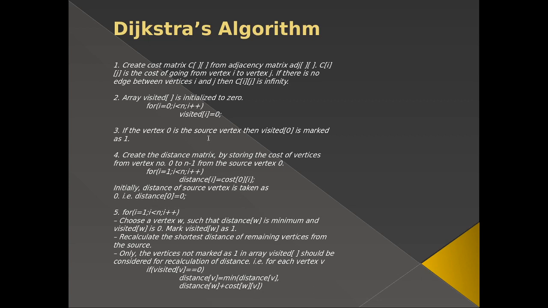When we are done considering all of the unvisited neighbors of the current node, mark the current node as visited and remove it from the unvisited set. A visited node will never be checked again. If the destination node has been marked visited, or if the smallest tentative distance among the nodes in the unvisited set is infinity, then stop.